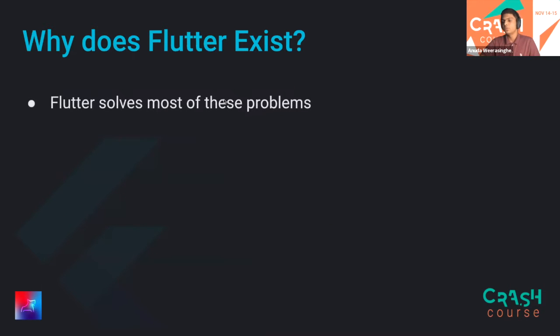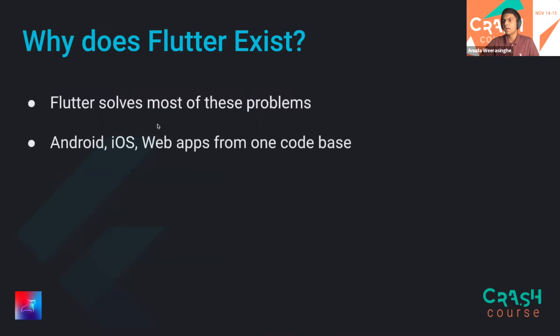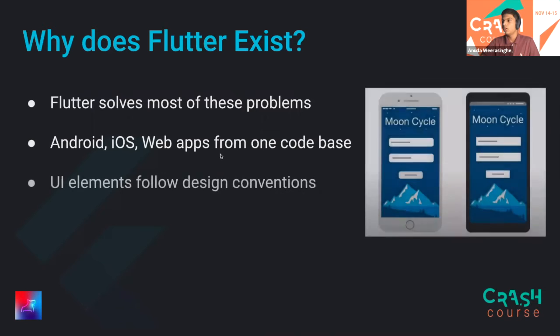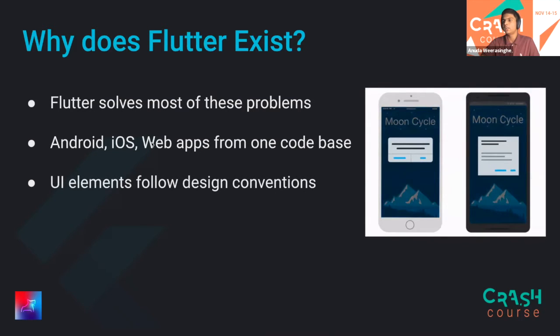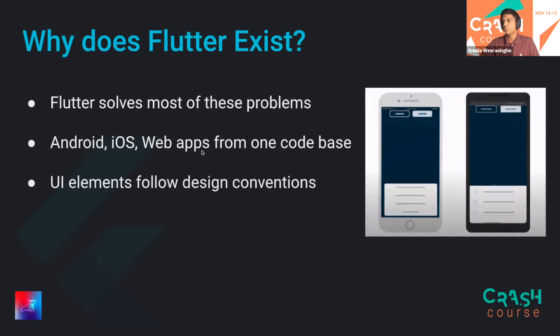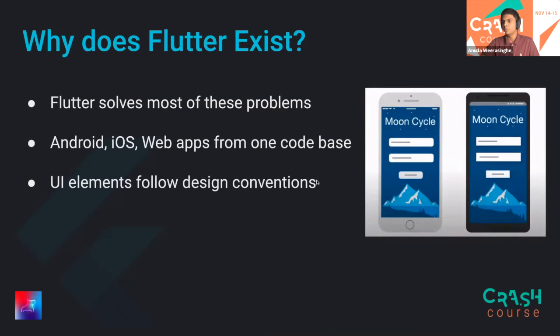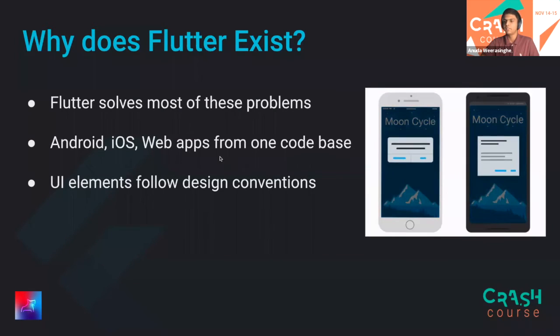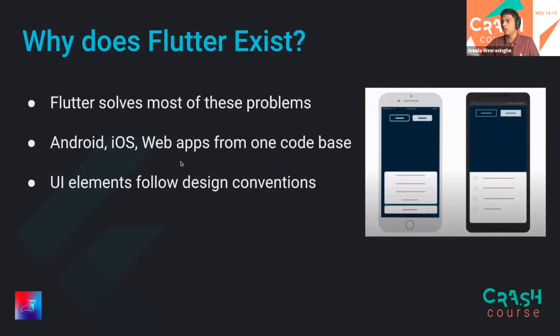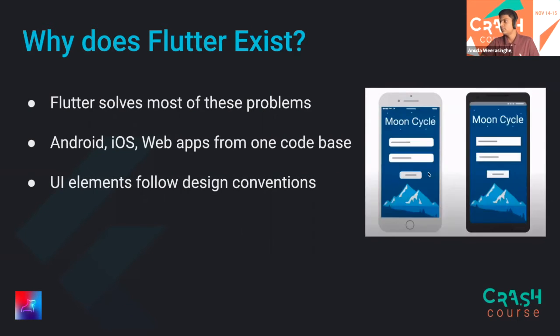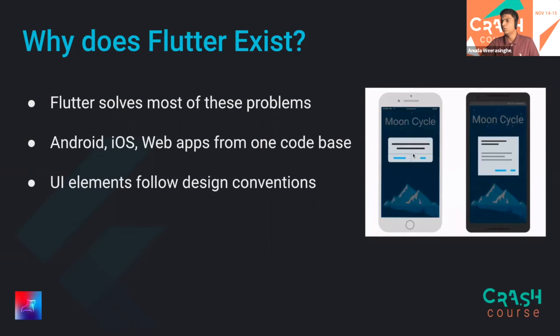So Flutter solves most of these problems, and it does this by letting you create Android, iOS, and web apps all from one code base. And the good thing about Flutter is in addition to letting you compile Android, iOS, and web native apps using one code base, it also makes sure that all of the user interfaces you build automatically follow all of the design conventions. And we'll dive a bit deeper into how exactly this is done. But just know that as this GIF shows, a lot of the UI elements just automatically follow the design conventions of each operating system.